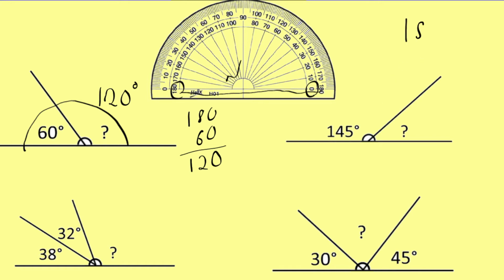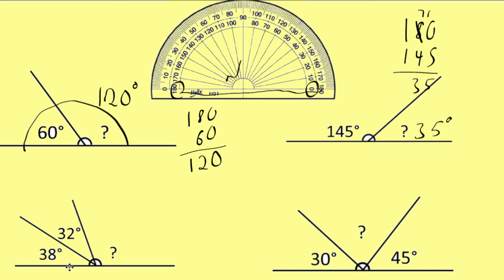Here, we've got 145 this side, so we know that it's 180 altogether. So 180 take away 145. 0 take 5 we can't do. That becomes 7, 10, that's 5. 7 take 4 is 3. 1 take 1 is 0. So this angle here is 35 degrees.